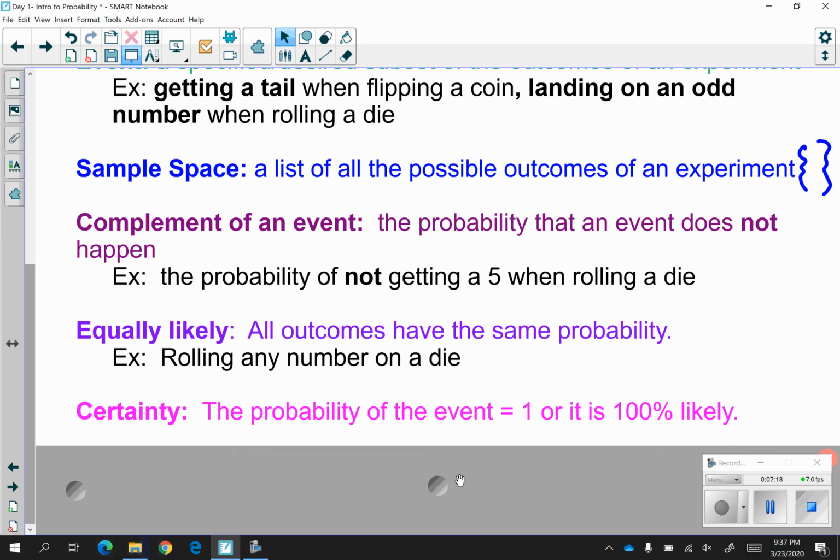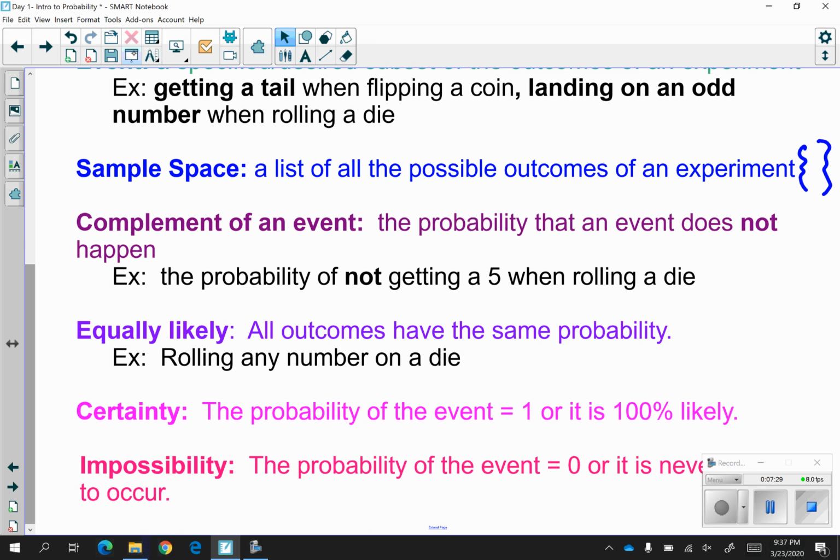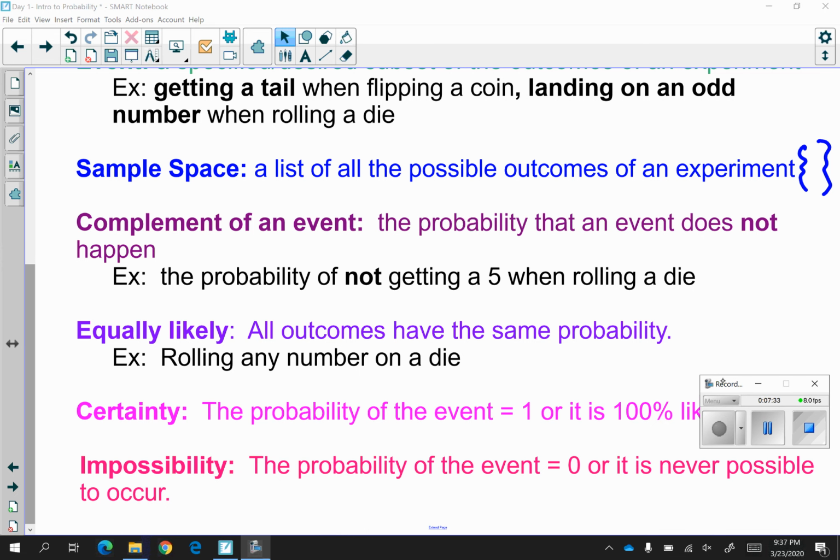Certainty means the probability of the event is 100% likely to happen, or it's just equal to 1. You are certain it will appear. Impossibility is that the probability of the event is 0. In other words, it will never happen for sure.